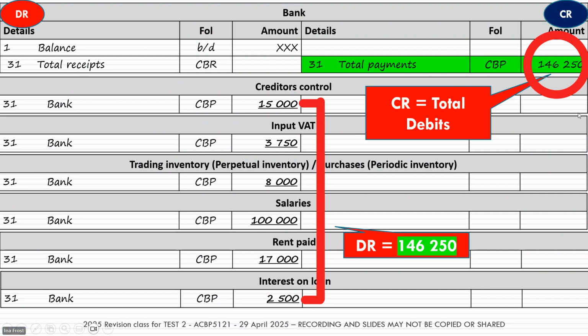Maybe what I could also remind them, when they are doing the general ledger, is to please not forget the folio, because we do give marks for that. They need to say where they are recording from. Cash book payments, for example, for this question now, and in the previous slides they have to say that they are recording from the cash book receipts.